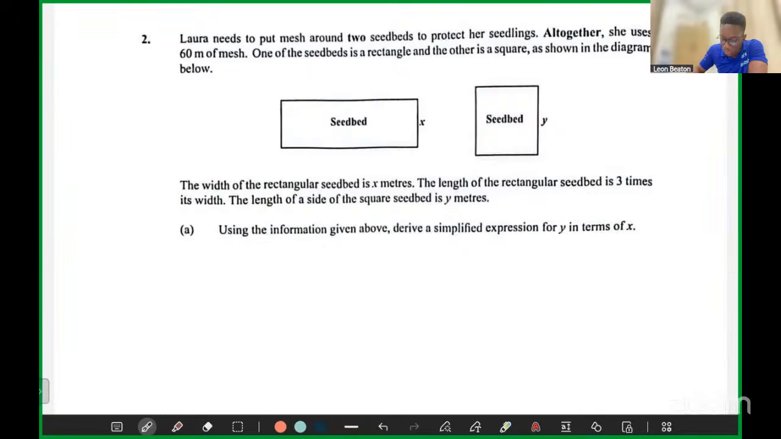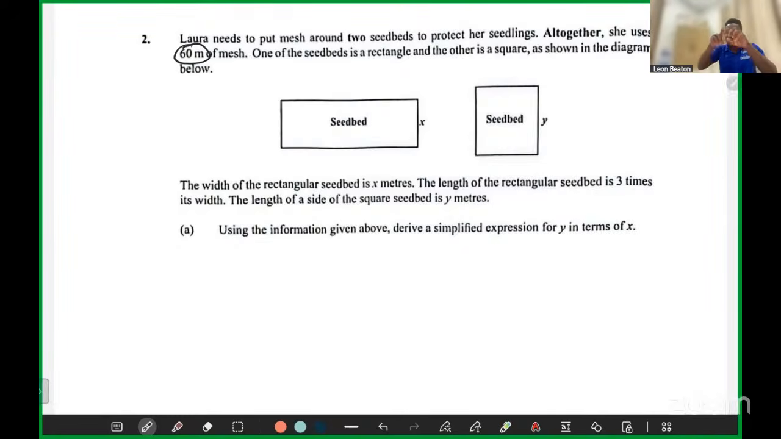So we know that she uses 60 meters of mesh in total. That means when we roll out this whole mesh, it's 60 meters. That 60 meters is used to form this shape and then this shape as well. So that is the outside part of the shape. It's like your fence around the shape.